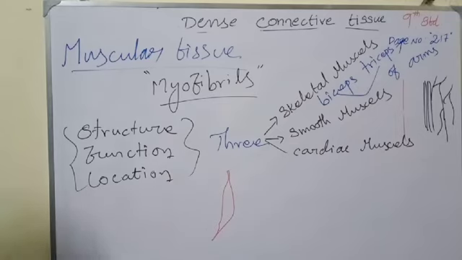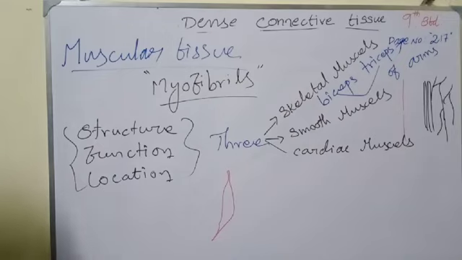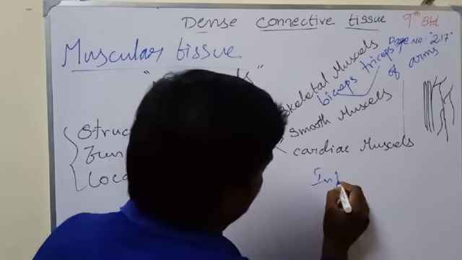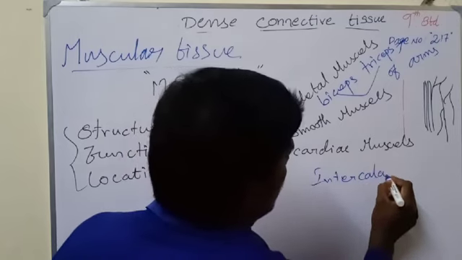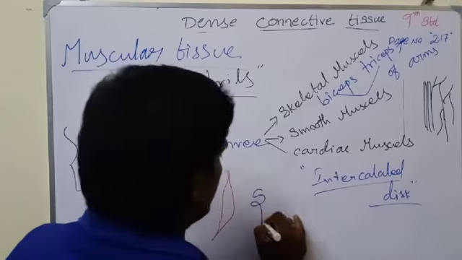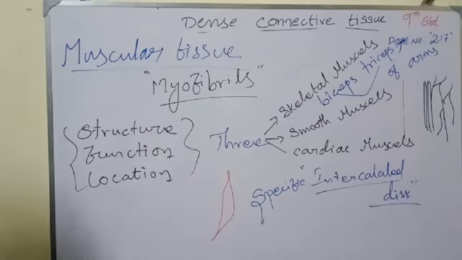And then cardiac muscles. This is the last one, cardiac muscles. See, it is a specialized cardiac tissue. This specialized tissue is present in the heart. The muscle fibers branch and join to form a network called the intercalated disc. This is the intercalated disc. This is the specific tissue, present only in the human heart.